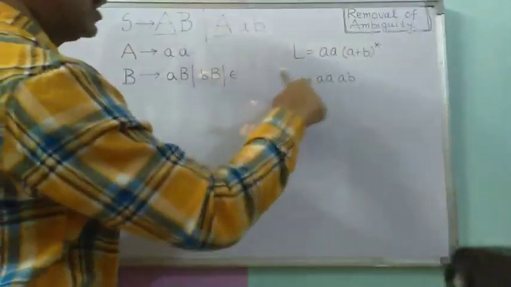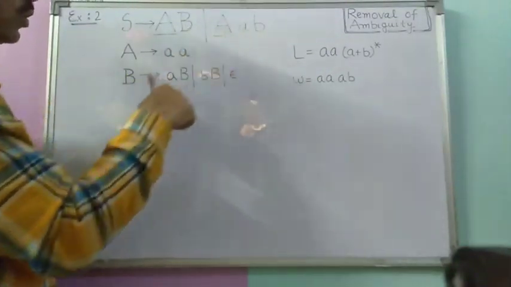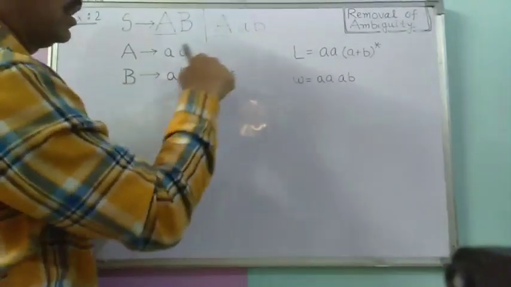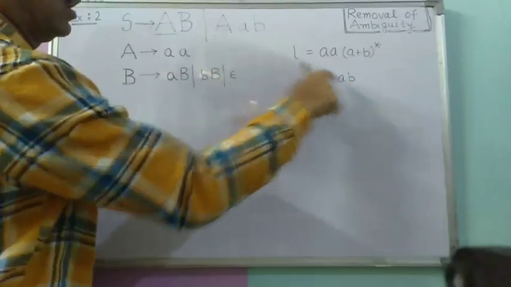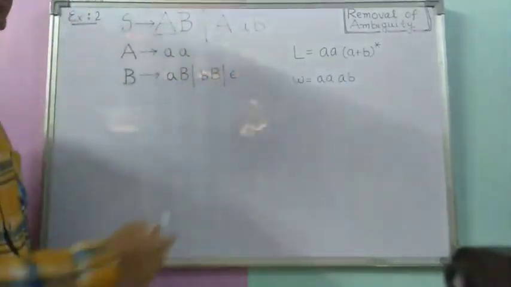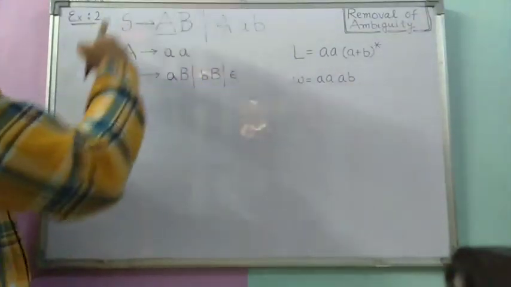Okay, so in this manner we can generate this particular word. And this word is also being generated from S to capital A, AB. So a small AB is already there. From A we will derive double A. So in this manner also we can derive this word. So this word is having two different derivations. So it is an ambiguous word, and the grammar is ambiguous.